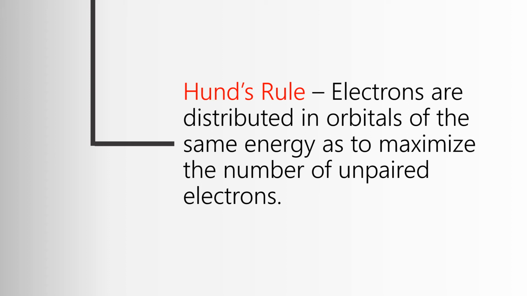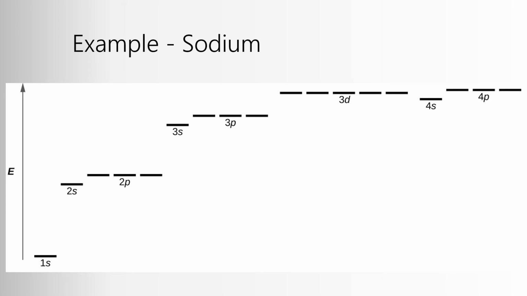Hund's rule says electrons are distributed in orbitals of the same energy so as to maximize the number of unpaired electrons. What that simply means is if you have more than one sublevel, so that's p, d, or f orbitals, you've got to fill each of the orbitals, each of the sublevels, in that principal quantum number with 1 electron before you can fill any of them with 2. All right? That's all Hund's rule means. So let's look at how this plays out in an actual example.